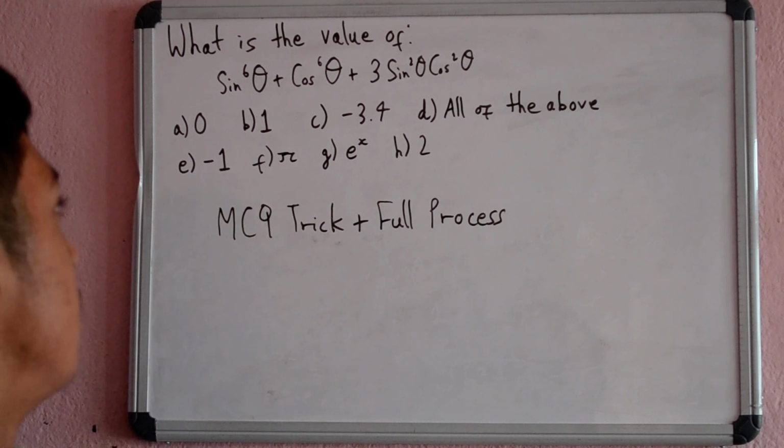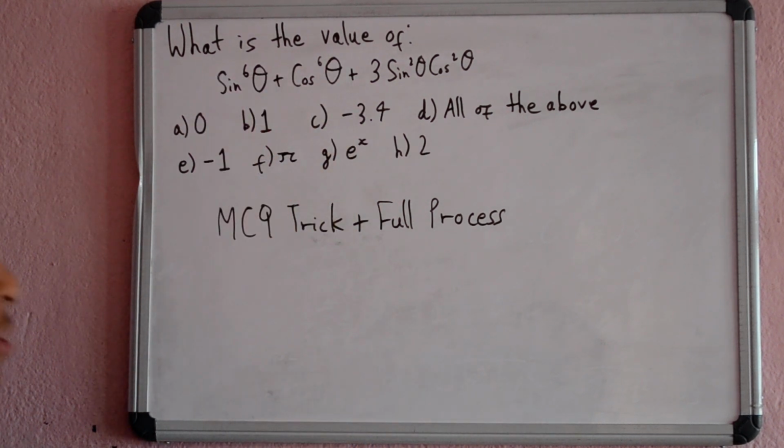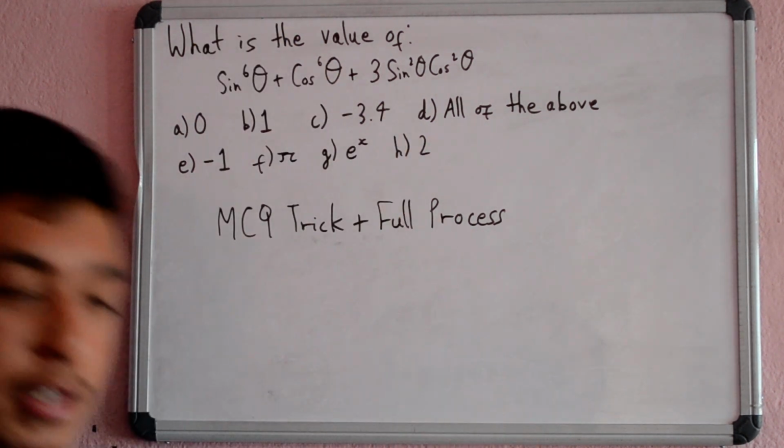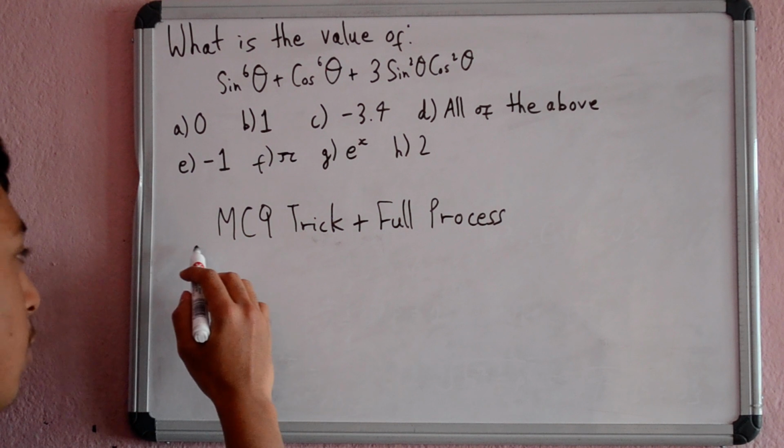Hello everyone, let's find the value of sine to the power 6 theta plus cos to the power 6 theta plus 3 sine square theta cos square theta. Now, I'm going to start with an MCQ trick.